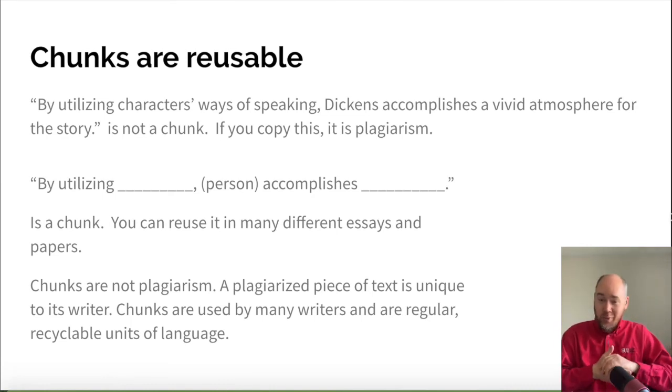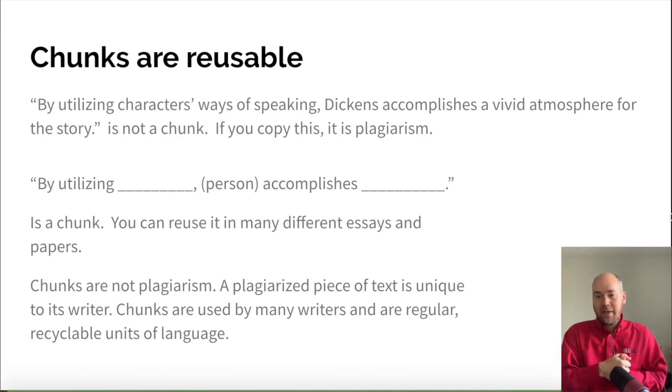So what's the difference between those? Chunks are not unique to one person, okay? Like "I don't wanna" is not unique to the 3-year-old that you know. Every 3-year-old says that. In the same way, "by utilizing blank comma" is not plagiarism. It's a chunk. It's reused by everybody. It's not unique to this writer. The whole sentence is unique to this writer, or probably when you get to "by utilizing characters' ways of speaking," that sequence is probably unique to this writer. But "by utilizing blank, blank, blank, comma" is not.